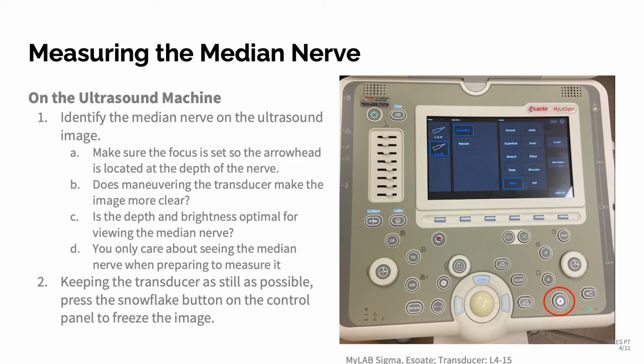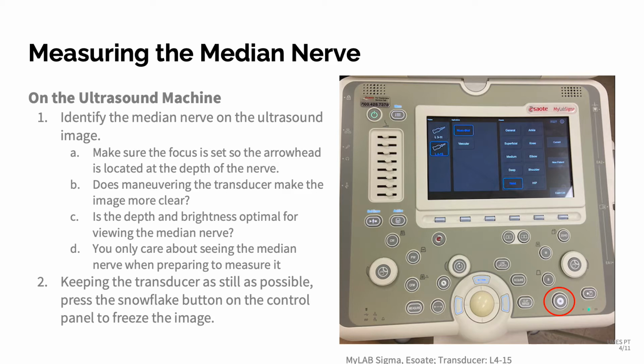We're going to talk about measuring the median nerve now. On the ultrasound machine, you're going to identify the median nerve on the ultrasound image. So at the carpal tunnel, remember it's going to be superficial, and then once you get to the pronator quadratus, it's going to be a little bit deeper. Make sure that the focus is set so the arrowhead is located at the depth of the nerve. Remember, so we don't get any artifacts.